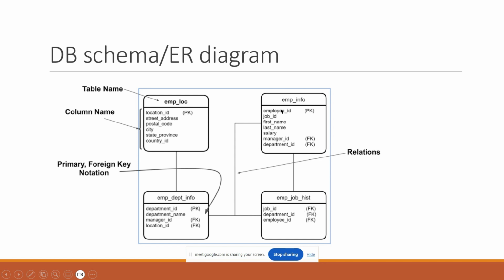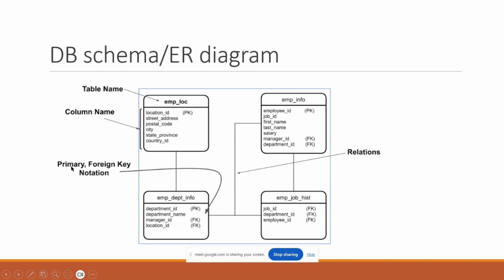Here this is employee ID, primary key. Here it is a foreign key. Whenever two tables are joining with each other, there should be a common column between the two tables. If they don't have a common column, we can't join it. Here in employee info and employee job history, the employee ID is a primary key here and a foreign key here. So for joining these two tables, we have employee ID as a common key. That's why we are able to join it.